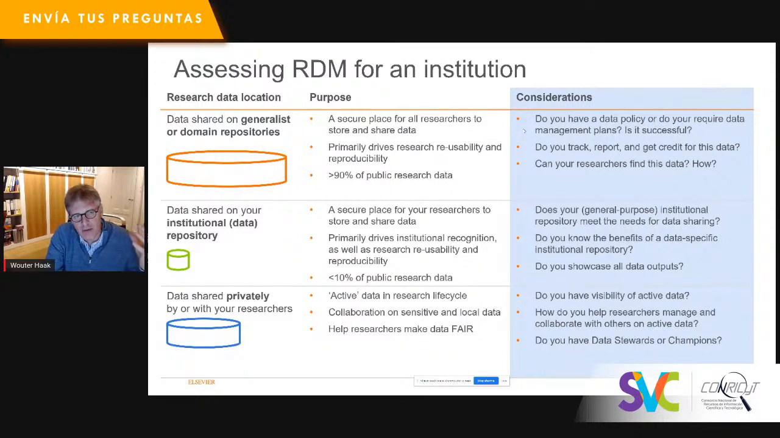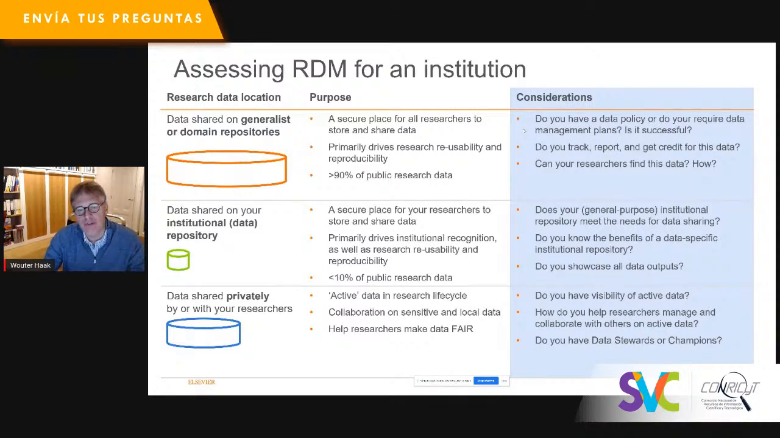First, you can think about your data that is shared publicly. Your data is shared on generalist or domain repositories, and this is good. This is what your researchers already do today. So genes can be shared on GenBank, proteins will be shared on PDB. In the social sciences, researchers use ICPSR. So there's many places where you can share data. There's generalist repositories like Mendeley Data or Figshare or Dryad.